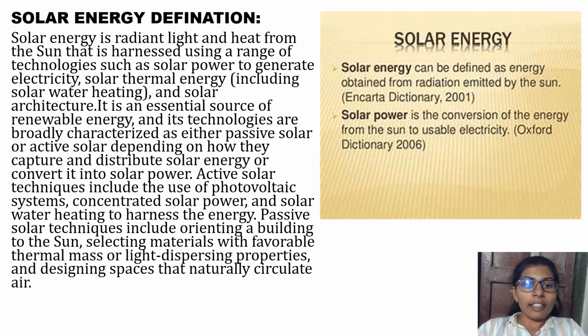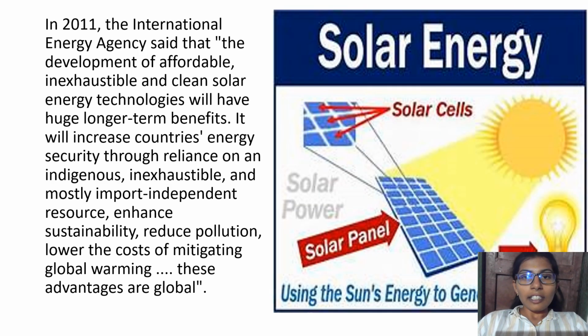Active solar techniques include the use of photovoltaic systems, concentrated solar power, and solar water heating to harness the energy. Passive solar techniques include orienting a building to the sun, selecting materials with favorable thermal mass or light dissipation properties, and designing spaces that naturally circulate air. This is a picture of how solar energy is generated.